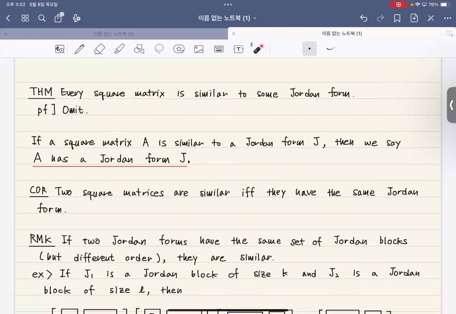And this theorem is probably the most important theorem, but I don't have enough time to prove it, so let me take it for granted. Every square matrix is similar to some Jordan form. Not a Jordan block, but a Jordan form. A single Jordan block should also be considered a Jordan form, a very special type of Jordan form. But every square matrix is similar to some Jordan form. So why is it important? Suppose that you have two matrices.